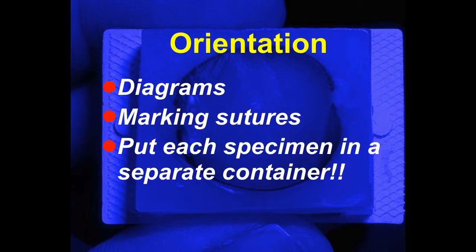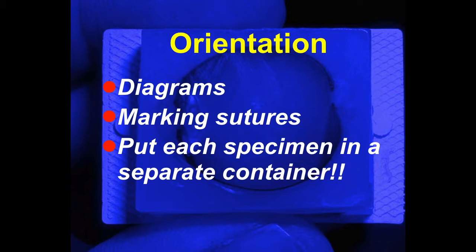How we process specimens depends on whether we know how the specimen is oriented. When they submit specimens to the laboratory, surgeons can indicate the orientation of specimens by making diagrams or marking the specimens with sutures.